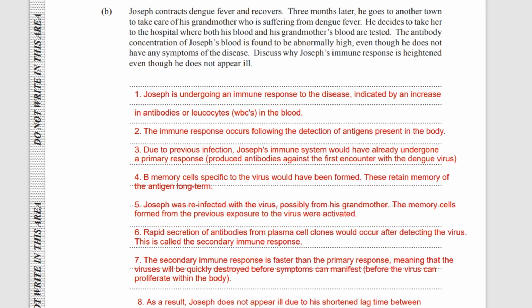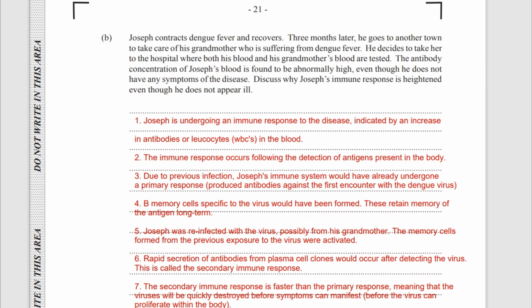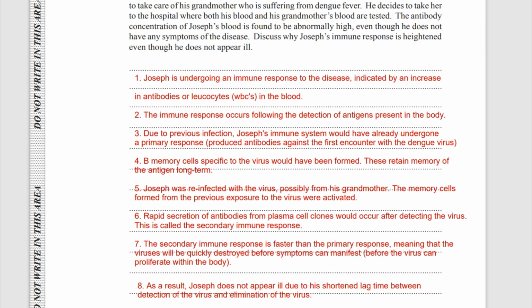And here we have the last question. The last question is 8 marks. Joseph contracts dengue fever and recovers. 3 months later, he goes to another town to take care of his grandmother who is suffering from dengue fever. He decides to take her to the hospital where both his blood and his grandmother's blood are tested. The antibody concentration of Joseph's blood is found to be abnormally high, even though he does not have any symptoms of the disease. So he basically has the pathogen in him, but he's not feeling sick. Discuss why his immune response is heightened.